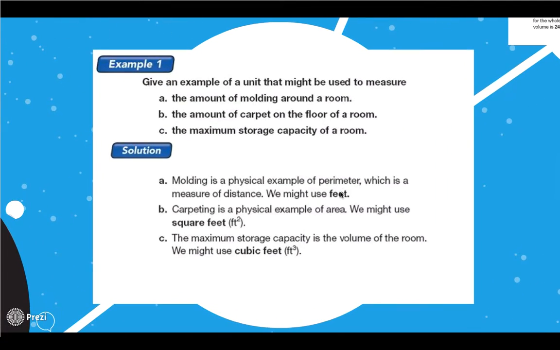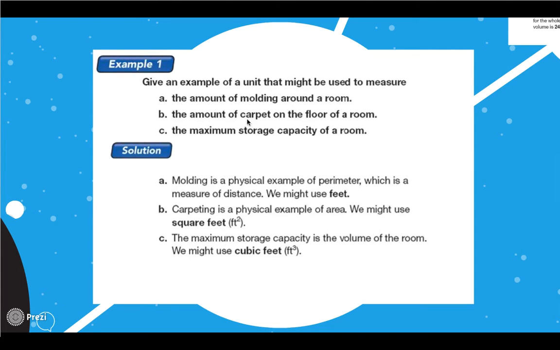Here's your example number 1. Give an example of a unit that might be used to measure the amount of molding around the classroom. We're talking around a room. We're not talking the area of the room. We're just looking for the perimeter. One unit that we can use is feet. We wouldn't want to measure in inches because inches are a little too small. And we wouldn't measure in miles, of course, because buildings aren't typically a mile long. So we would use a measurement with feet.